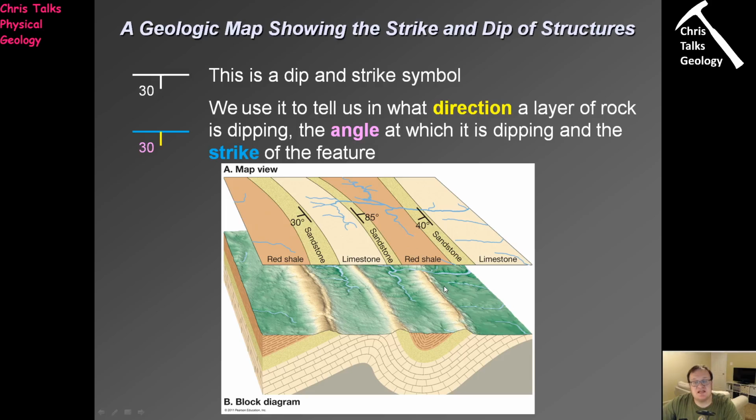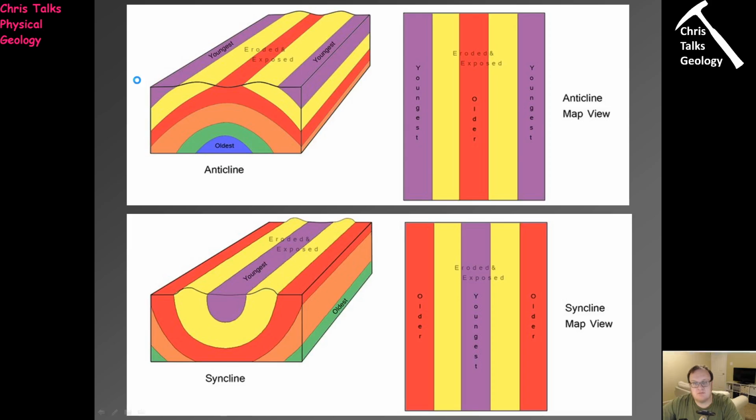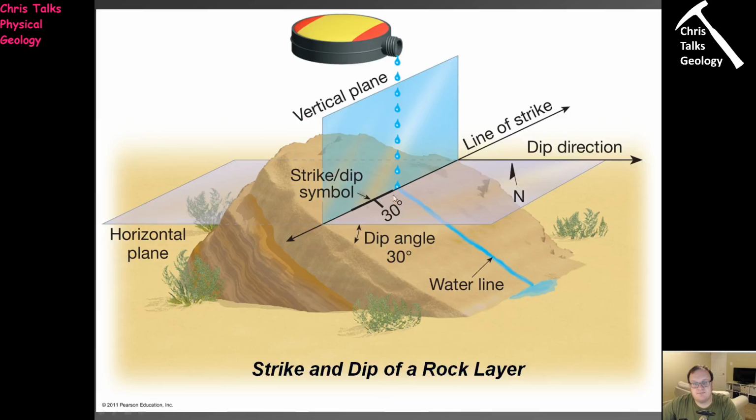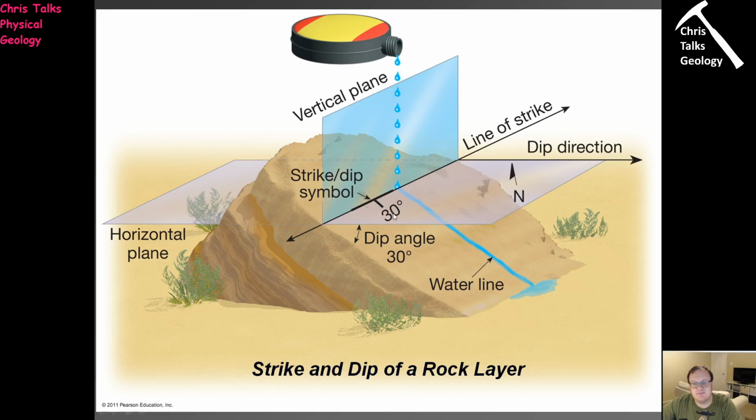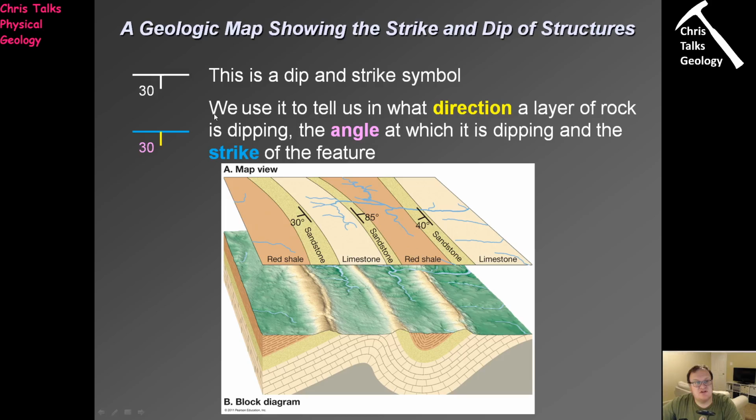So if we just jump to the next page, okay, so here is our dip and strike symbol. Now this is what it would look like on a page. So here we have the long bit, which we just saw here. There's the short bit, which we can see here, and here's the 30 degrees, which we can see here. So on a map, it would look like this.